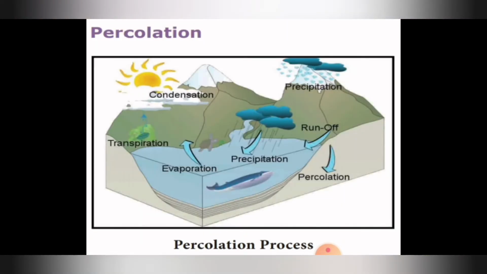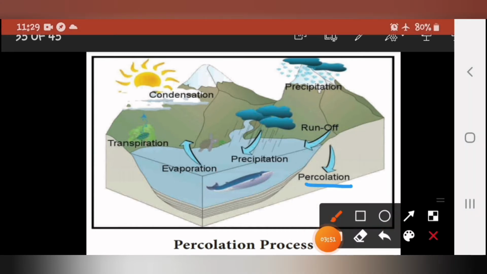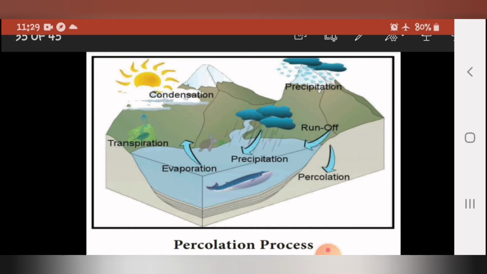Next comes percolation. What is percolation? Percolation is nothing but the slow movement of water through the pores in soils. In Tamil they say neer utkasidal, right? A slow movement of water through the pores in the soil is called as what? Percolation. You could see the sun here. You could see transpiration, condensation, precipitation. Water runoff is here. Percolation happens, evaporation happens. Percolation process.